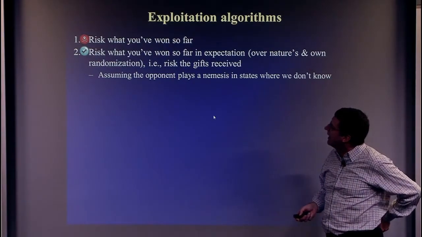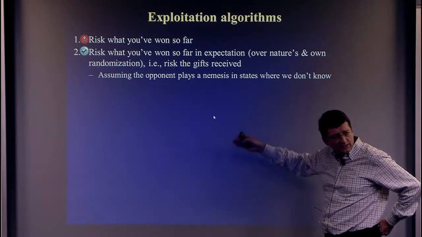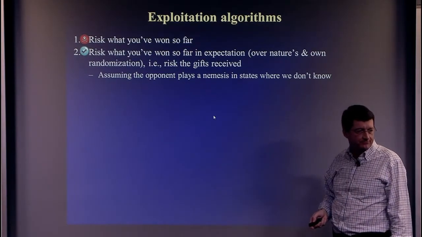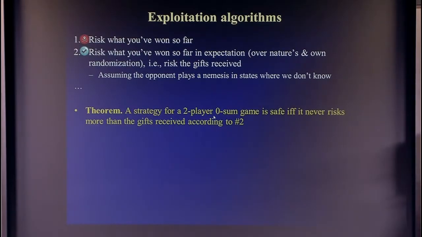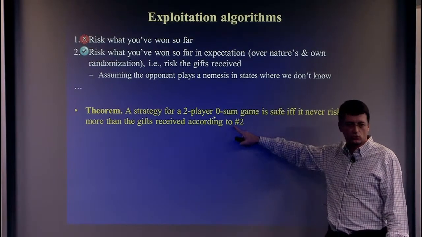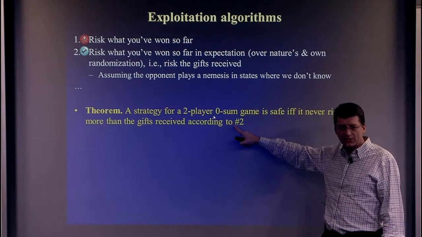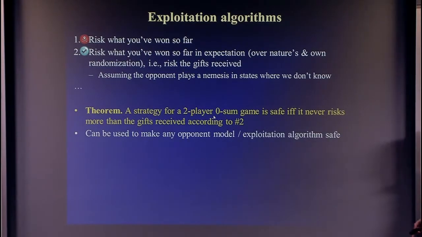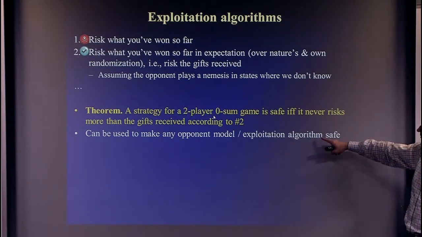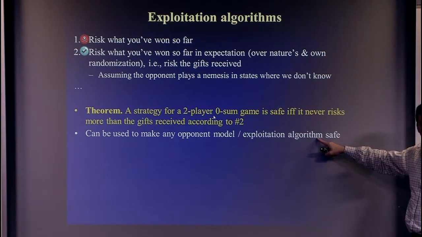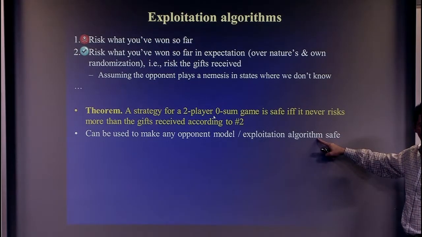That is safe. There are other things that are safe also beyond game theoretic strategies, but number two is distinguished. A strategy for a two-player zero-sum game is safe if and only if it never risks more than the gifts received according to number two. So any other safe strategy has to be more conservative than number two. And number two can be used to make any opponent model or exploitation algorithm safe: your model is recommending this action, is it safe according to our definition? If so, we're going to play it. If not, we're going to go back to equilibrium.